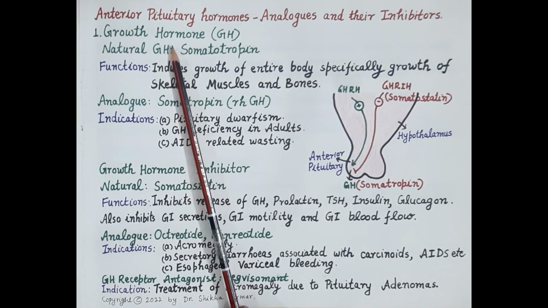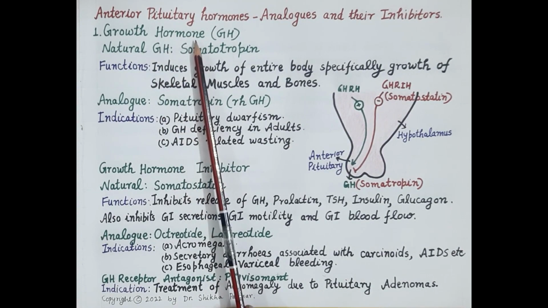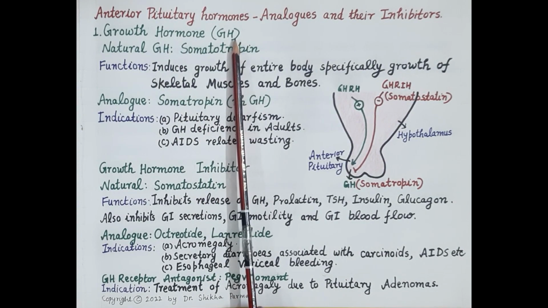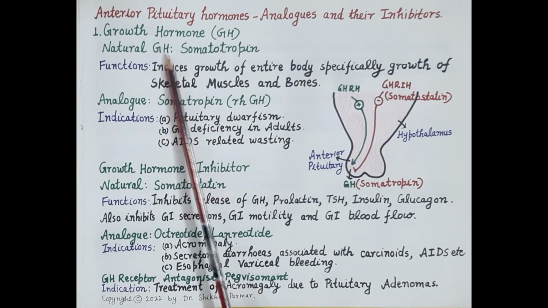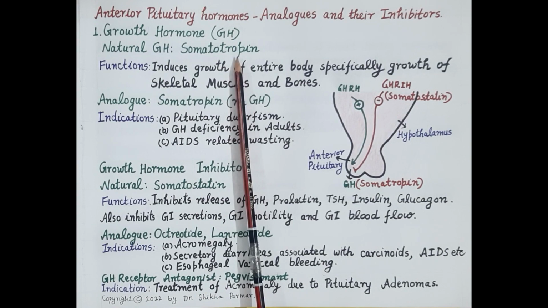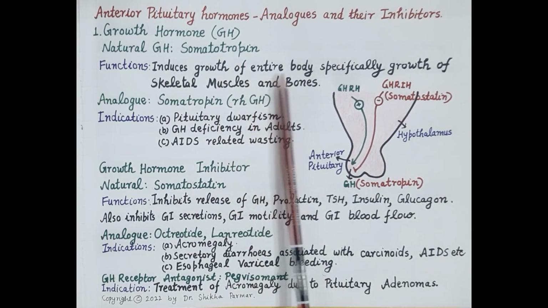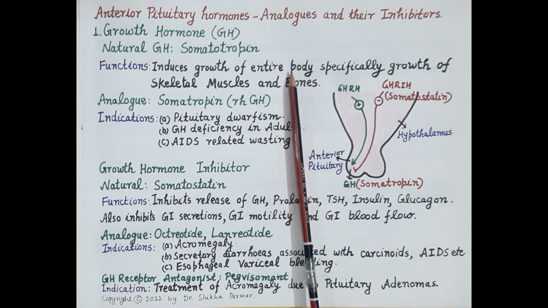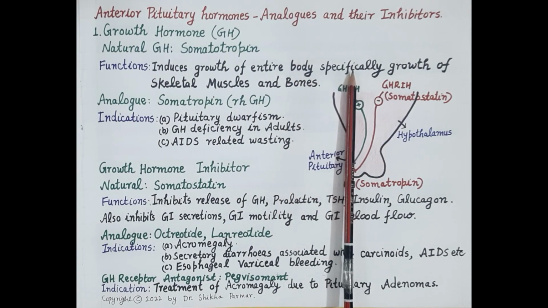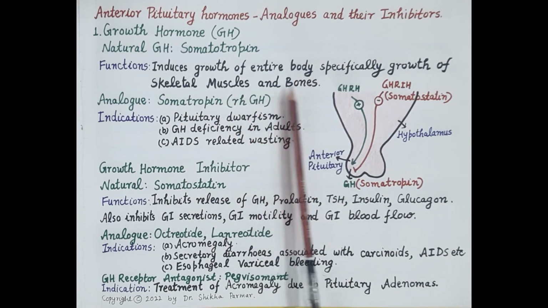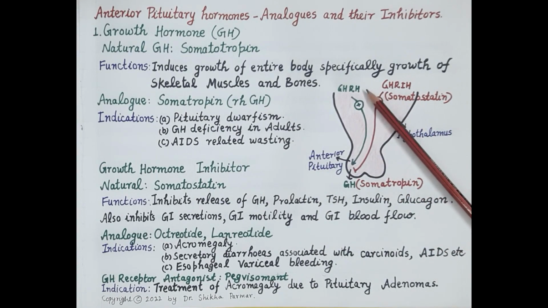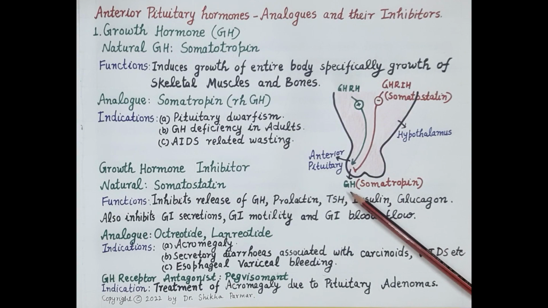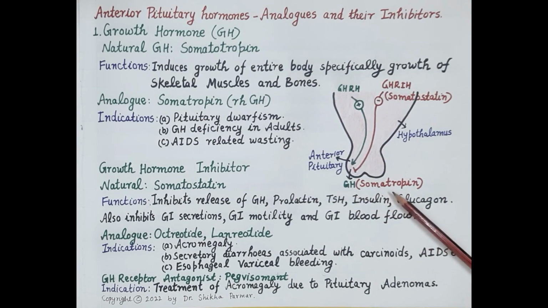The first hormone that we are going to discuss is growth hormone, in short GH. Now, growth hormone that is produced naturally by our body is also called somatotropin. Now, somatotropin induces growth and development of the entire body, but it's specifically very important for the growth of skeletal muscles and the bones. Now, look at this figure. GHRH stimulates release of growth hormone. Growth hormone is also called somatotropin.